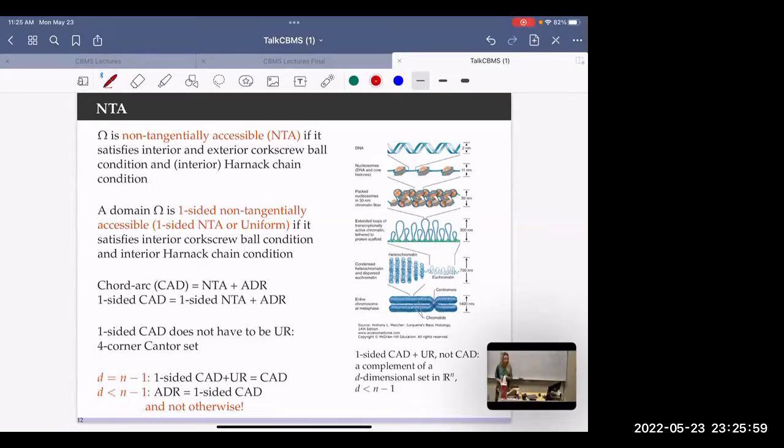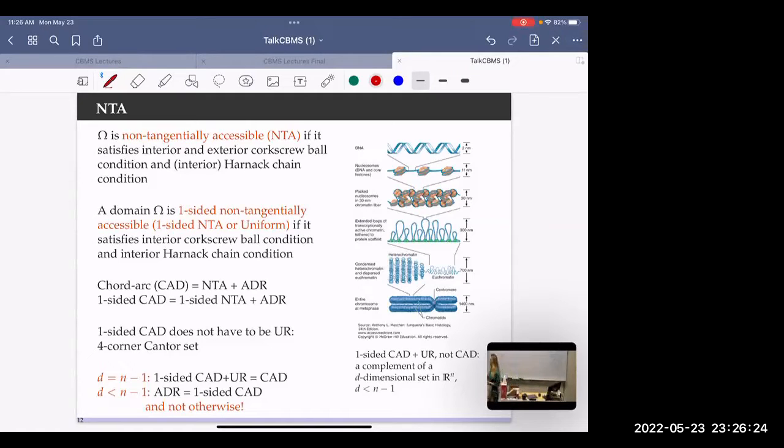When it's non-tangentially accessible and also Ahlfors-David regular, I will basically only be talking about ADR domains. So everything I'm speaking about is at the same time chord-arc, but I'll be interchanging the words. And of course, one-sided chord-arc is one-sided NTA plus ADR.